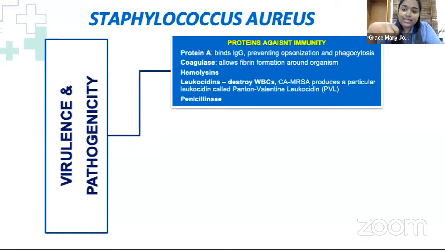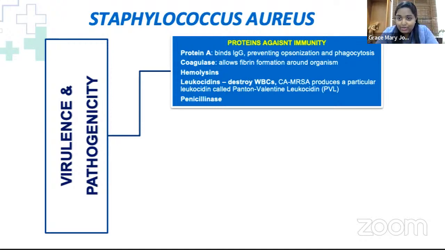So there are certain proteins the Staph aureus has to protect itself against the immunity when it enters a host. So if I have a Staph aureus infection, there are a lot of proteins that protect this organism from my white blood cells killing it. So one is protein A, and it prevents opsonization and phagocytosis.